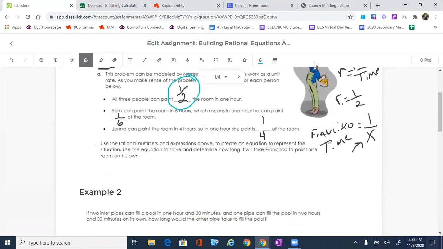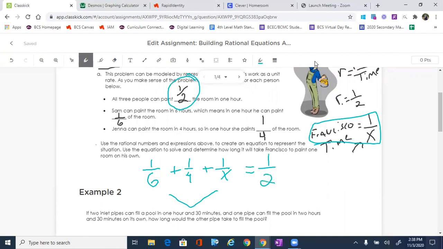So let's go ahead and make an equation. We know that if we take Sam's rate of 1/6 of the room in an hour, and we go to Jenna's, which is 1/4, and we now know Francisco's, which is 1 over X, we know their combined effort should be equal to 1/2.